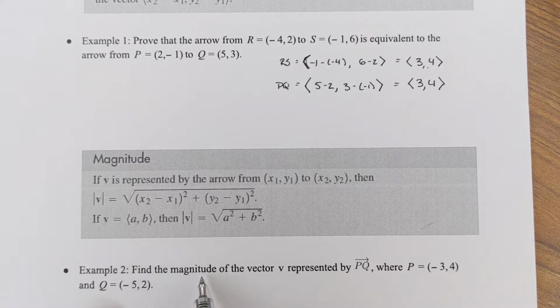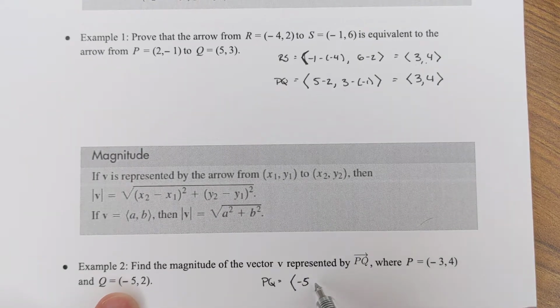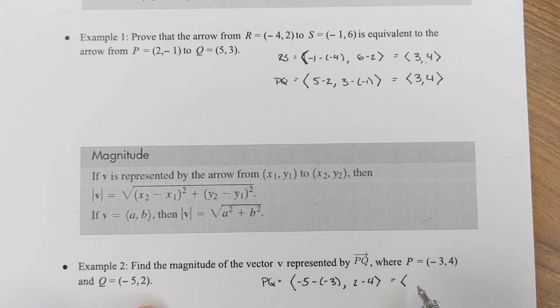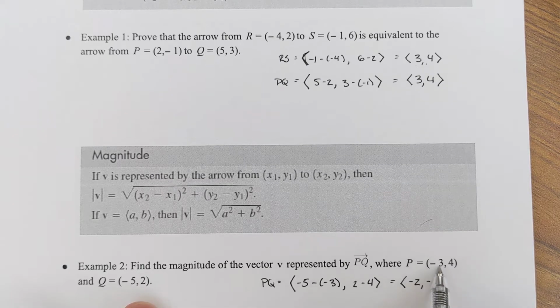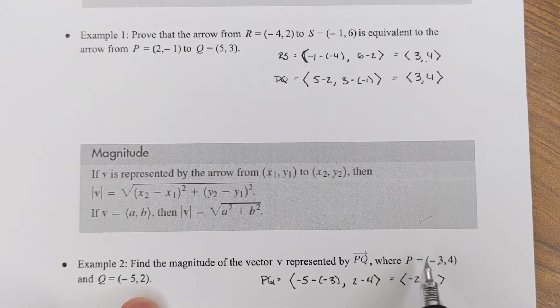So for number 2 here, find the magnitude of the vector PQ, where P is this and Q is this. So the first thing we need to do is figure out the vector PQ. So vector PQ is ⟨x2, -5, minus x1, -3, comma, y2 minus y1⟩. So this vector is ⟨-2, -2⟩. So 2 spaces left. Now you can think about this. To go from -3 to -5, I need to go left 2. To go from 4 to 2, I need to go down 2.